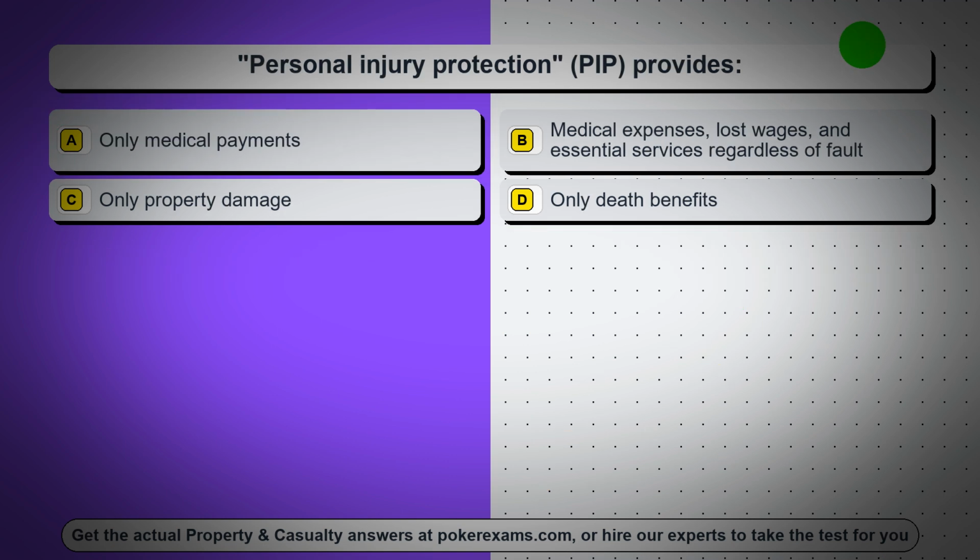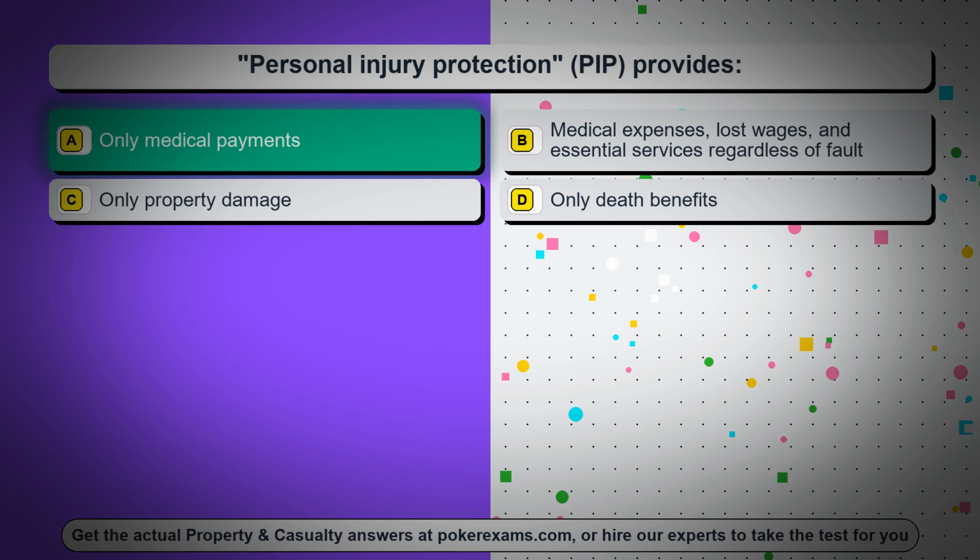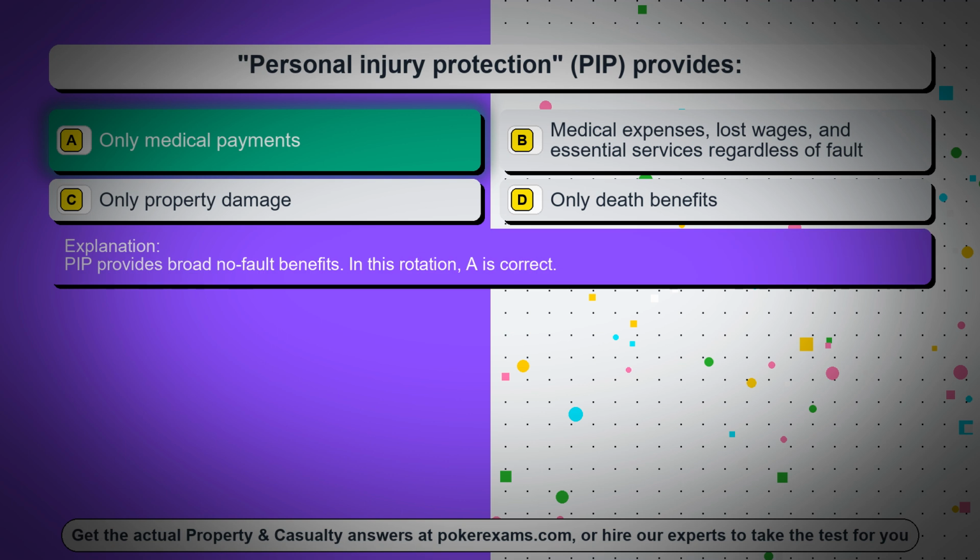Question 54. Personal injury protection, PIP, provides. Option A, only medical payments. Option B, medical expenses, lost wages, and essential services regardless of fault. Option C, only property damage. Option D, only death benefits. The correct answer is option A, only medical payments. PIP provides broad no-fault benefits. In this rotation, A is correct.